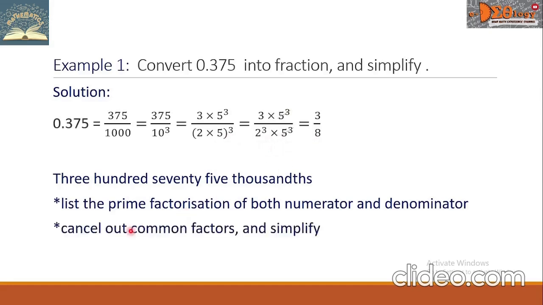Next step, let us cancel out common factors and simplify. The 5 cubed is common, so we cancel it out. So in the numerator, we have 3 times 1. So we have 3 over 2 cubed, which becomes 8. This is the final answer.